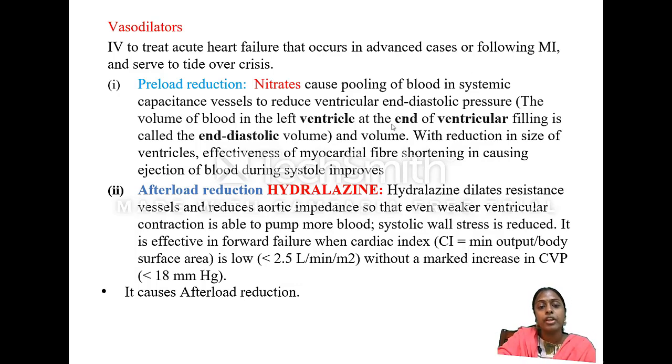Next one is afterload reduction. You know, afterload, it's like relaxation. So hydralazine, what will it do? It will increase the resistance. Here also it will dilate. By dilating, it will increase the resistance of the vessel. Okay, when it is increasing the resistance, it will increase the aortic impedance.